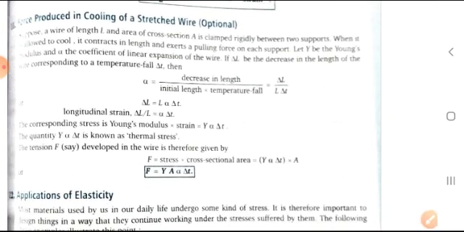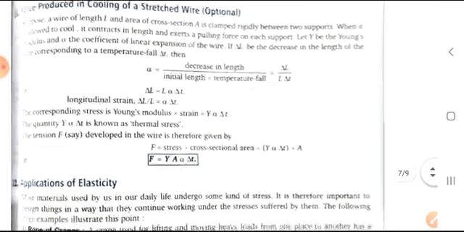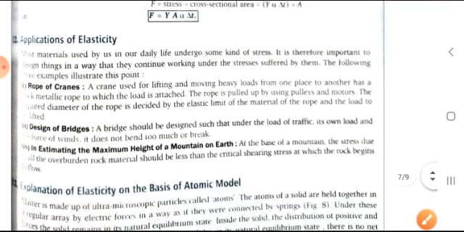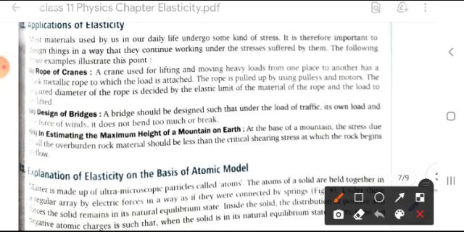Now force produced in cooling of a stressed wire. This is the optional point, and this can be written like this: F is equal to Y A alpha delta T, because this is optional. So moving forward, some applications of elasticity which are given here.